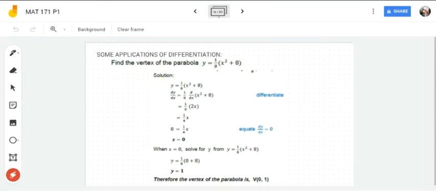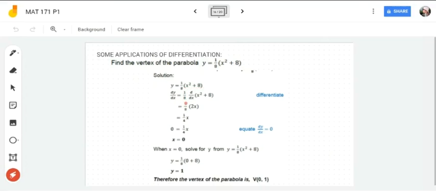Okay, so for example, we have here y is equal to 1/8 of the quantity x squared plus 8. So let's get the first derivative. In getting the first derivative, that is the 1/8, and then the derivative of your x squared plus 8. We can put the constant here since it is just the coefficient of your x squared plus 8.